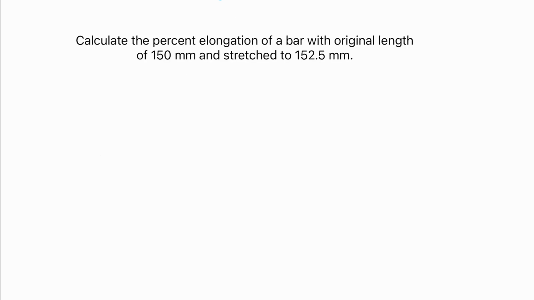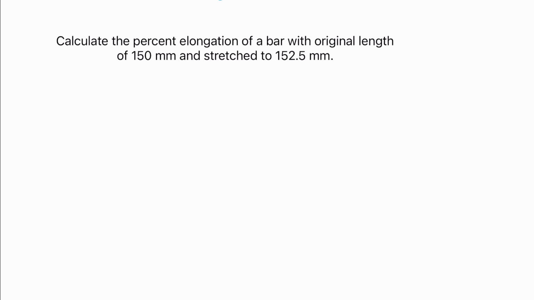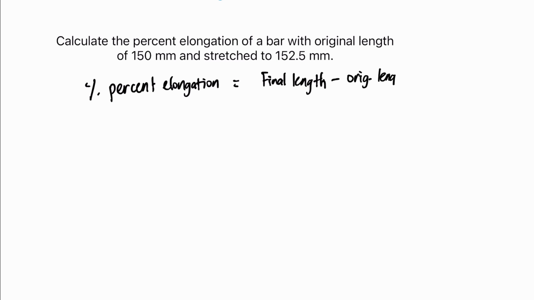So how do you calculate now the percent elongation of a bar with original length of 150 mm that is stretched to 152.5 mm? If you can remember, the formula of percent elongation is the final length minus the original length, all over the original length. Multiply this expression by 100%, and you get the percent elongation.